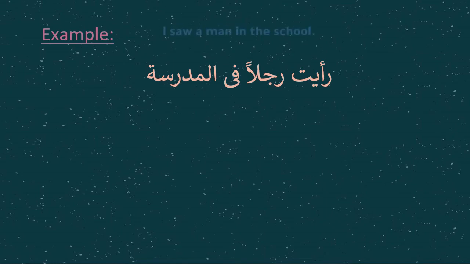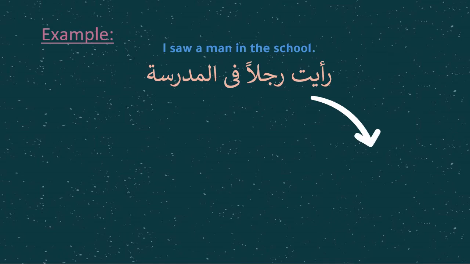One more example: رأيت رجلا في المدرسة. It means I saw a man in the school. There are four words in this sentence.